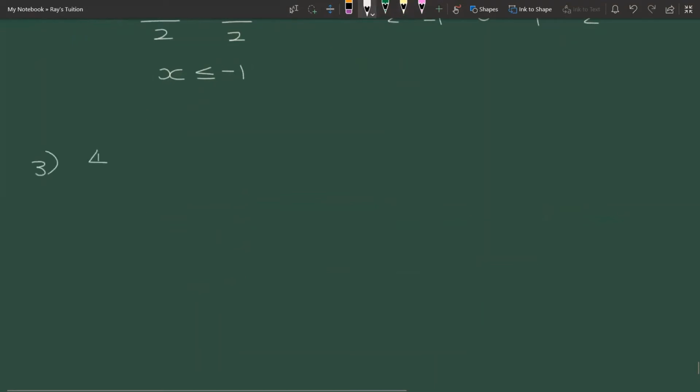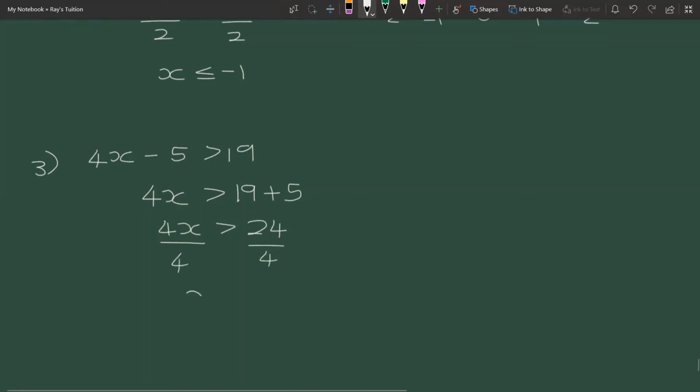So then we have 4x minus 5 is greater than 19. So we're going to take that 5 over. So we have 4x is greater than 19 plus 5. So we have 4x is greater than 24. And then we would like to get the x by itself. So we divide both sides by 4 and we get that x is greater than 6.